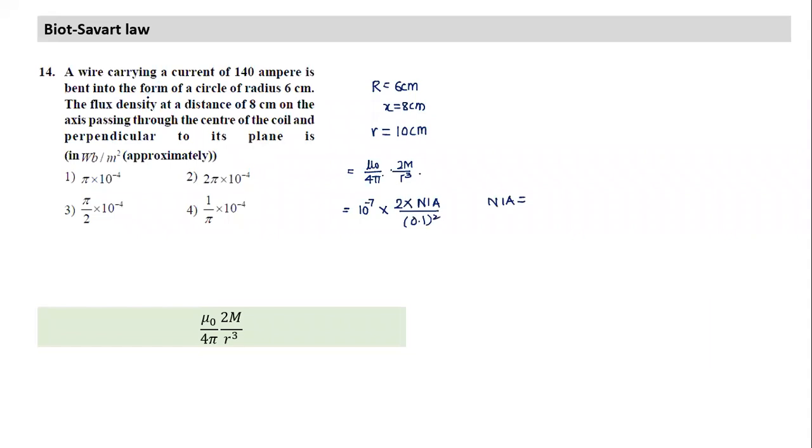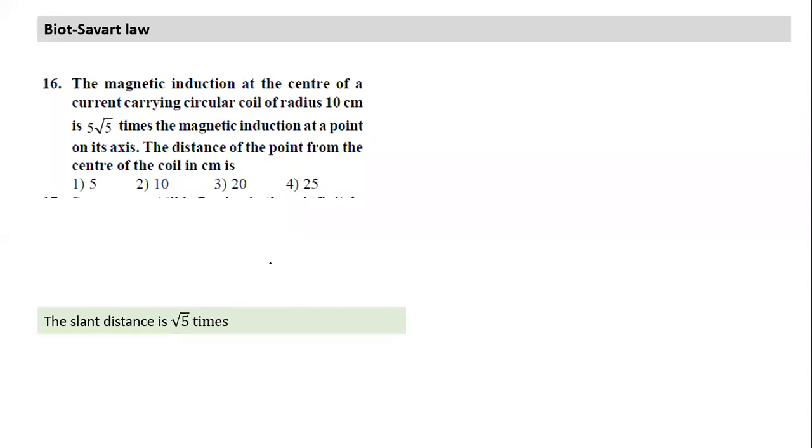This wire carrying current is bent in the form of a circle. So how many loops? There's only one loop here. And what is the current? Current is given, and area is also there. We simply substitute and we get our answer. The pi term we don't have to cancel. This question is a pretty simple application of the formula. Let's look at this.